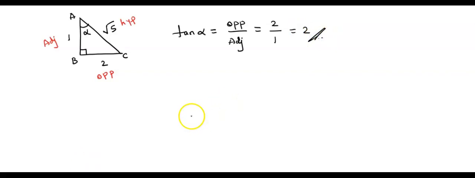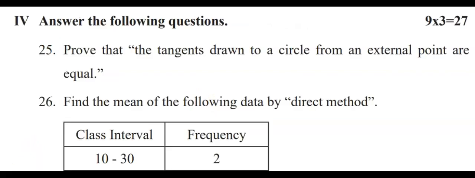I hope you have understood this problem. Good. Next, main, fourth main, answer the following questions. As you can see, totally we have 9 questions. Each question carries 3 marks, total 27 marks. Let me see this question. Question number 25. Prove that the tangents drawn to a circle from an external point are equal. We have to prove this theorem. Come, let's prove this theorem.